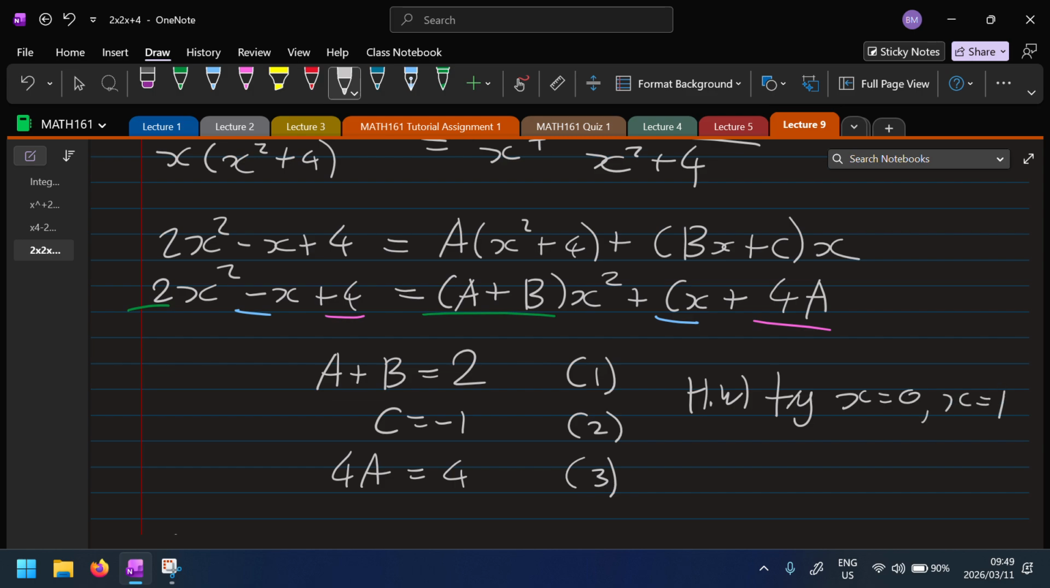So x equals 0, I chose that because the second term is multiplied by x. So if we say x equals 0, all of that goes away, and then we can just solve for a. x equals 1, I just chose that randomly. And then we need a final one, so maybe x equals 2. Okay, so homework, try it that way. See which one you prefer. Okay. Any questions before we move on?